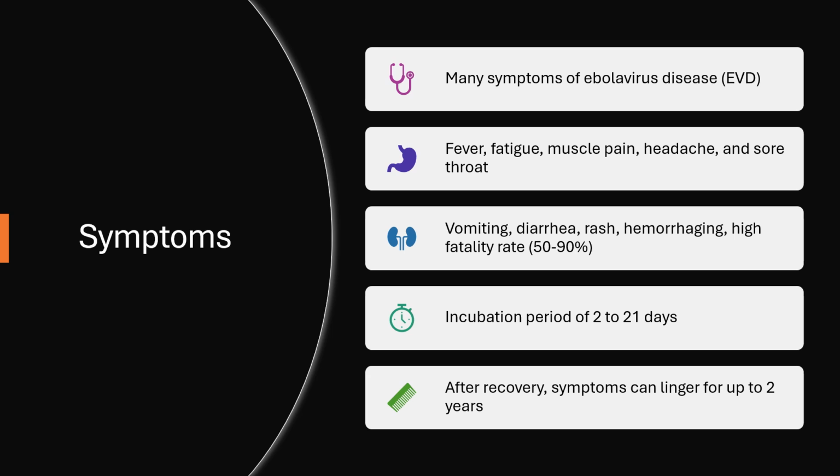Its incubation period is 2 to 21 days, which, if you don't know what incubation period means, that's how long it takes for the symptoms to appear. So it really varies. It could be pretty short, it could take weeks. You never know. It depends on the person, it depends on which species of Ebola virus you're exposed to. And actually, after recovery, there are symptoms that can linger for up to 2 years afterward. So those are different symptoms that you can have from Ebola virus.